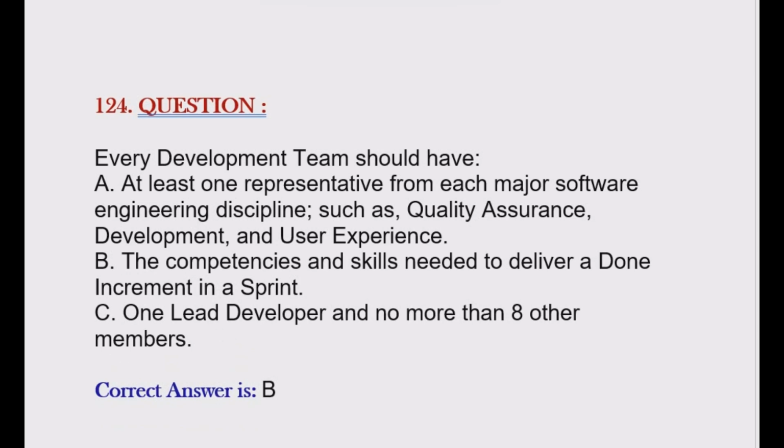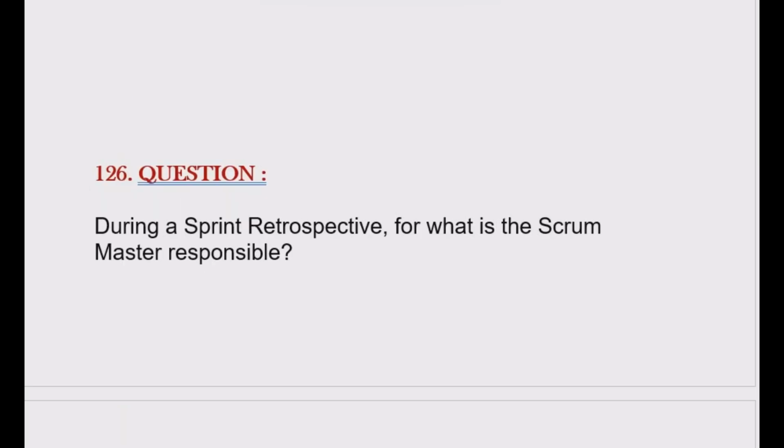Question is every development team should have option A, at least one representative from each major software engineering discipline such as quality assurance, development, and user experience. Option B, the competencies and skills needed to deliver a done increment in a sprint. Option C, one lead developer and no more than 8 other members. Correct answer is option B.